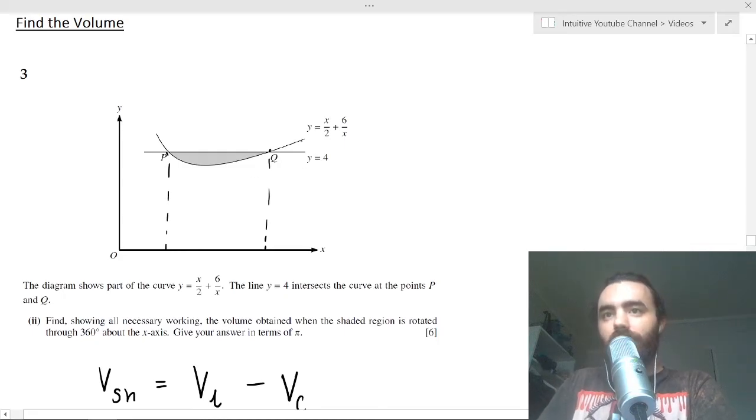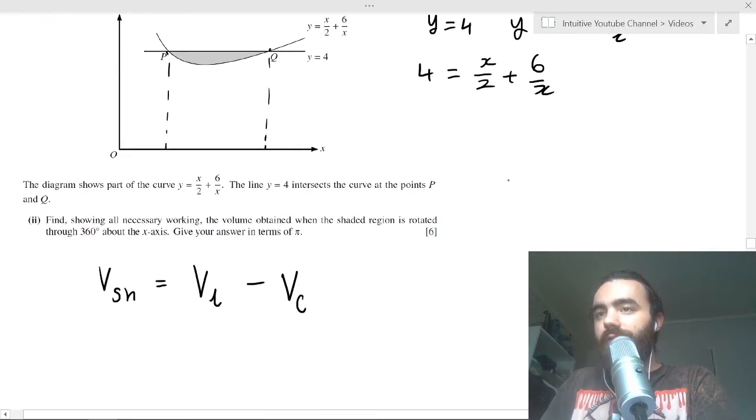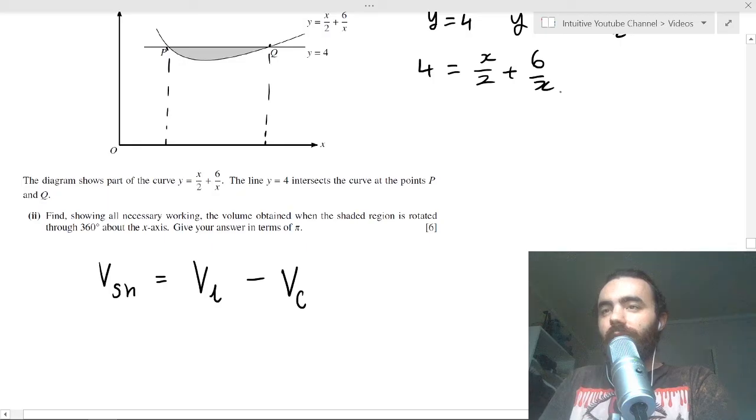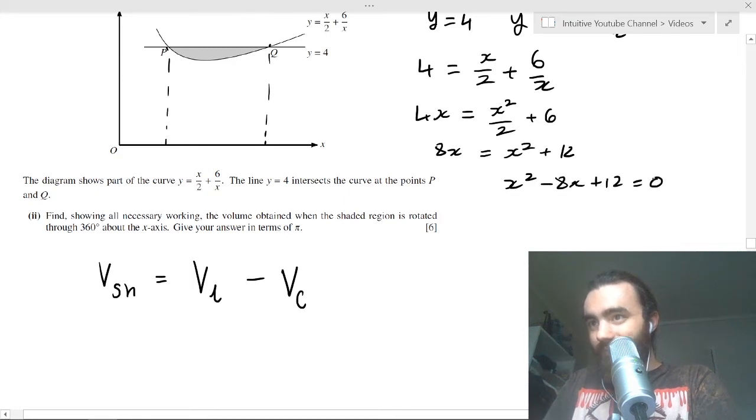Well, that's just going to be where the line and the curve intersect, which is when y equals 4 intersects with y equals x over 2 plus 6 over x. So we equate them, we get 4 equals x over 2 plus 6 over x. So let's times through by x. We get 4x equals x squared over 2 plus 6. Times through by 2, we get 8x equals x squared plus 12. So therefore we get x squared minus 8x plus 12 equals 0.